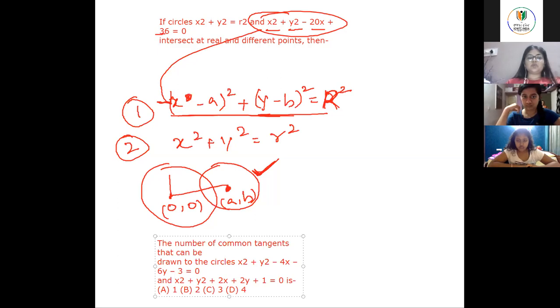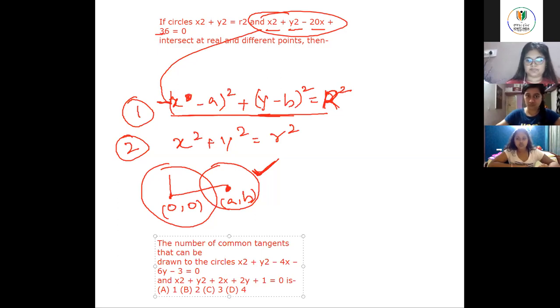C1 C2 is equal to R1 plus R2, then there are three common tangents possible. If C1 C2 is equal to R2 minus R1, then one common tangent is possible. If the circles do not touch each other, then four common tangents are possible.